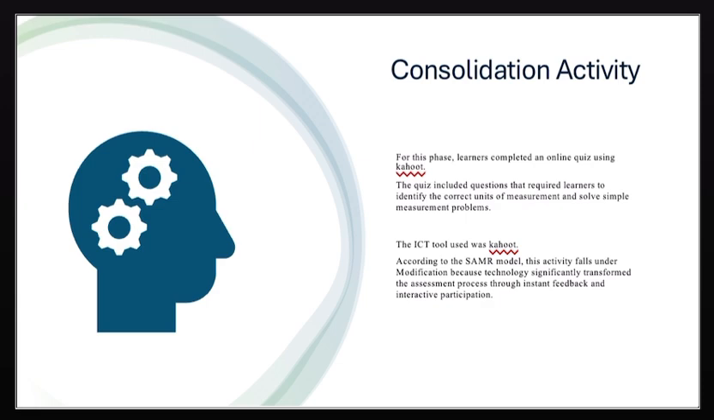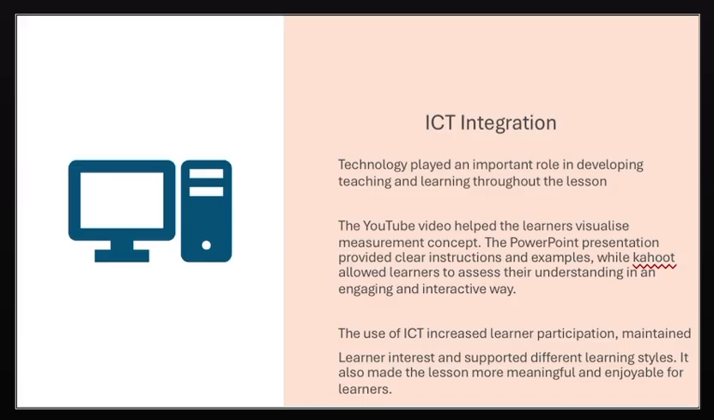Consolidation activity. For this phase, learners completed an online quiz using Kahoot. The quiz included questions that required learners to identify the correct units of measurement and solve simple measurement problems. The ICT tool used was Kahoot. According to the SAMR model, this activity falls under modification because technology significantly transformed their assessment process through instant feedback and interactive participation.